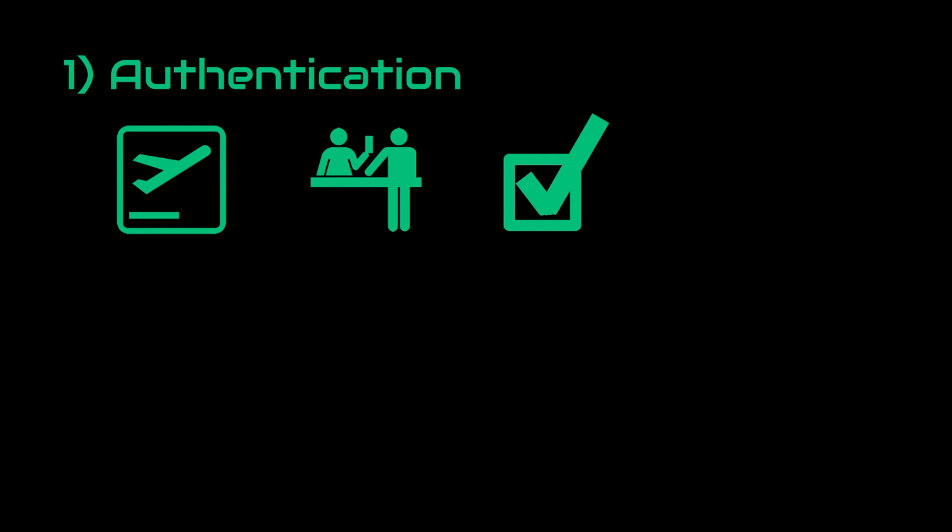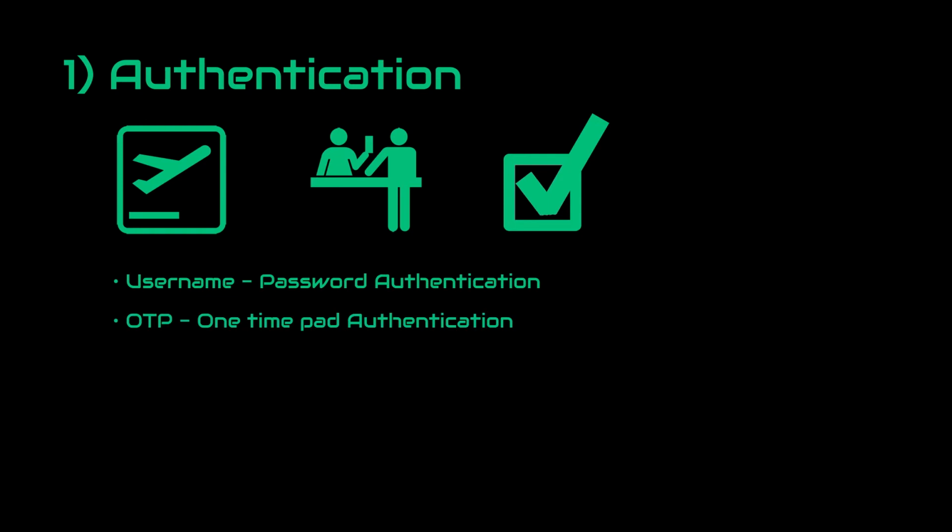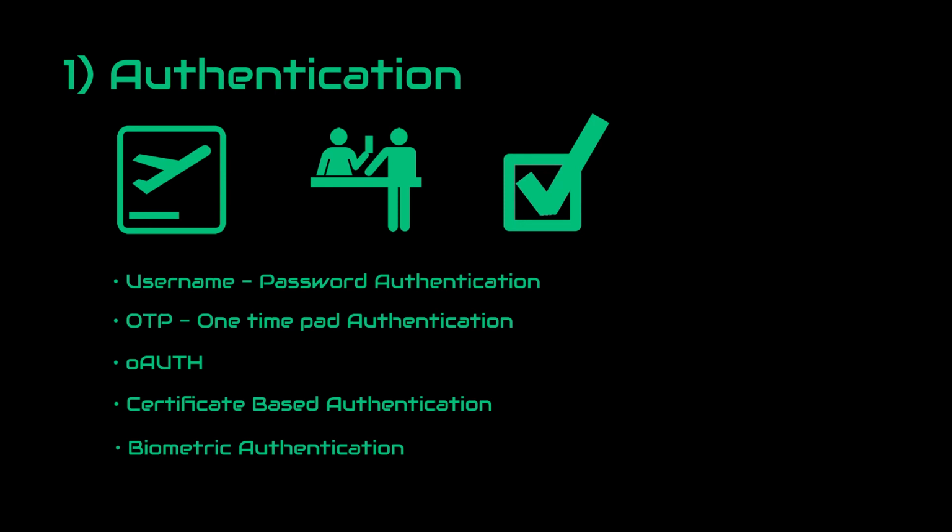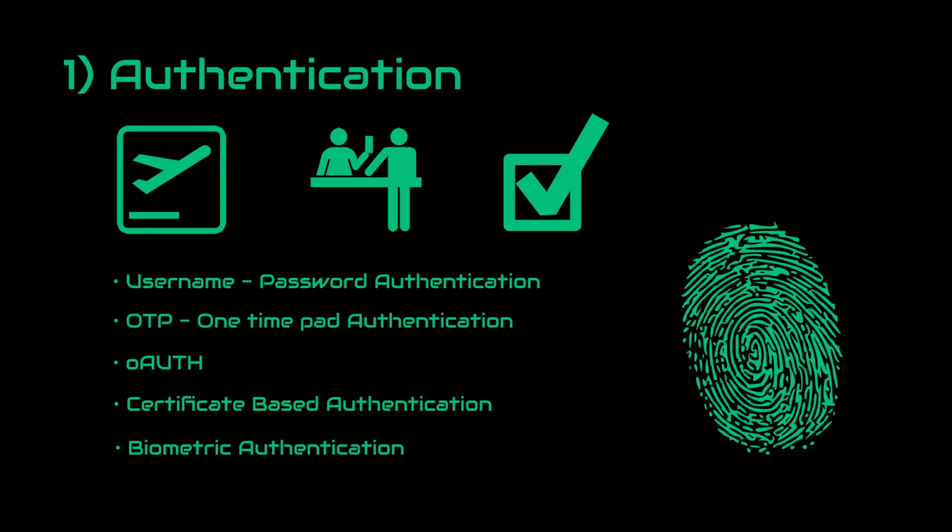There are many methods to verify a person, and those are username and password authentication, OTP one-time password authentication such as SMS verification, OAuth, which uses external services like Google, GitHub, and Facebook to sign in, certificate-based authentication such as using unique machine IDs, biometric authentication like fingerprint and facial recognition, and finally multi-factor authentication, which is the combination of multiple authentication methods. Now we can look into authorization.